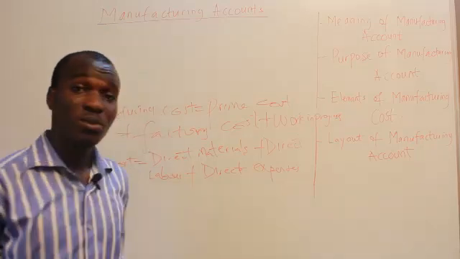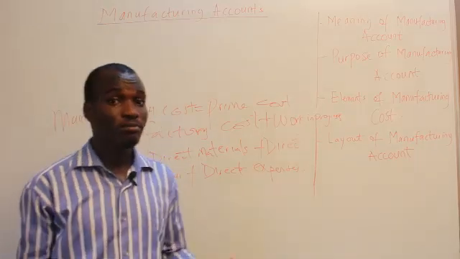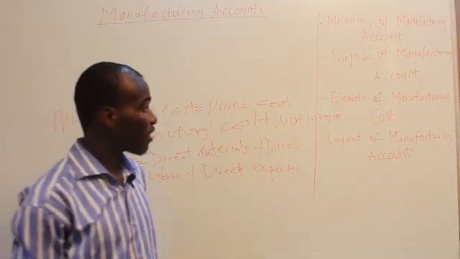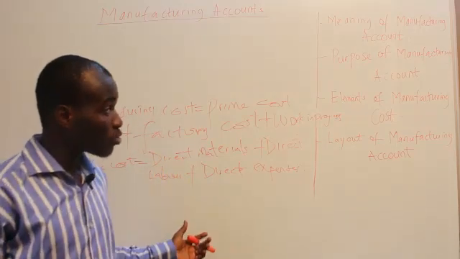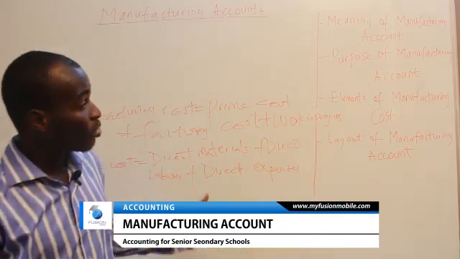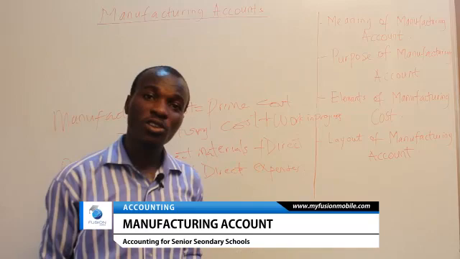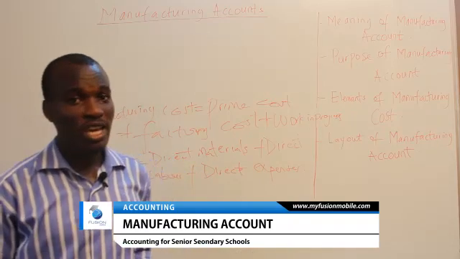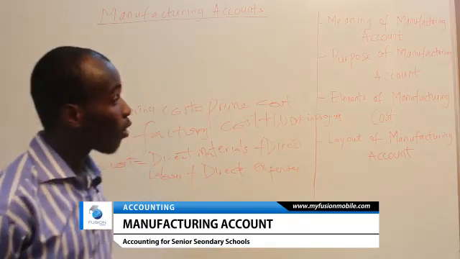So adjustments have to be made in order to determine the cost of production. Adjustments have to be made for work in progress, and when making the adjustments, we have to add the opening stock of work in progress and deduct the closing stock of work in progress to determine our cost of production.